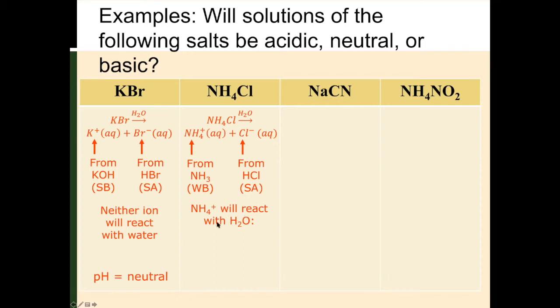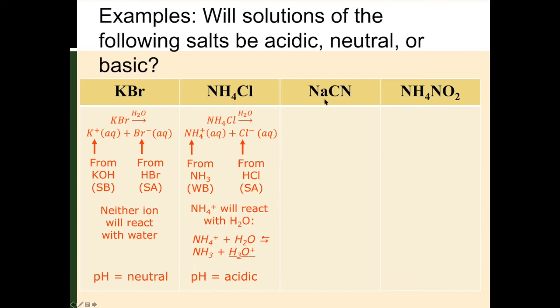So the ammonium ion will react with water, and it does so by this reaction. The ammonium ion finds a water molecule, reacts with it in a reversible way to give us the hydronium ion and an NH3, and that's the key thing, the hydronium ion. So that will lead to an acidic solution.